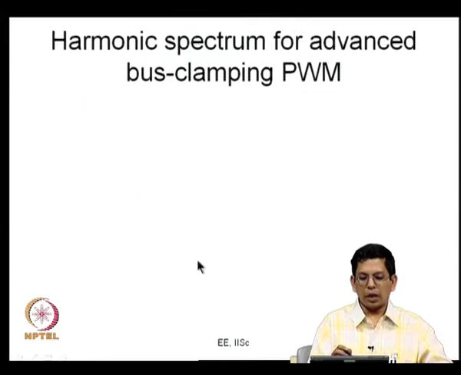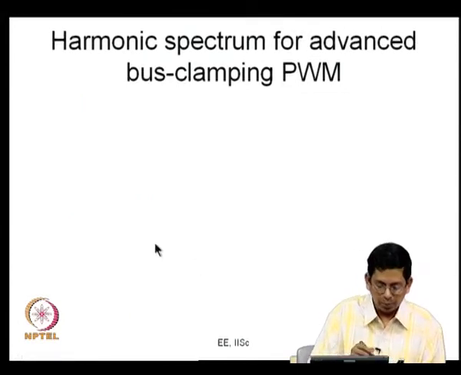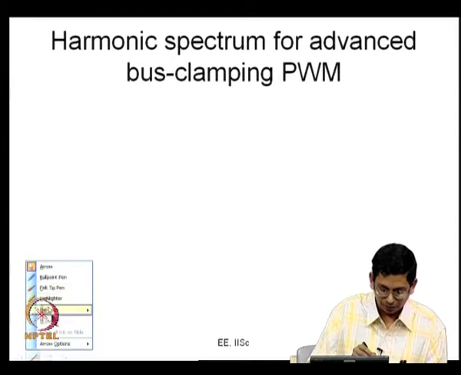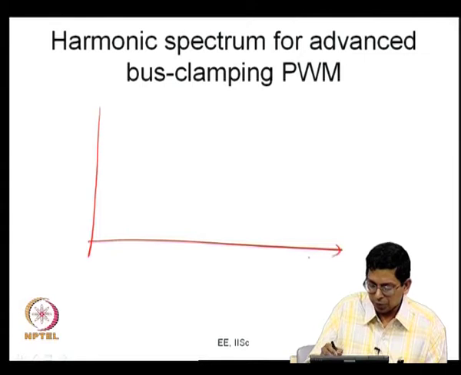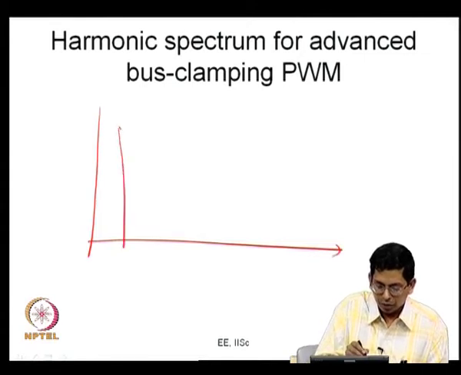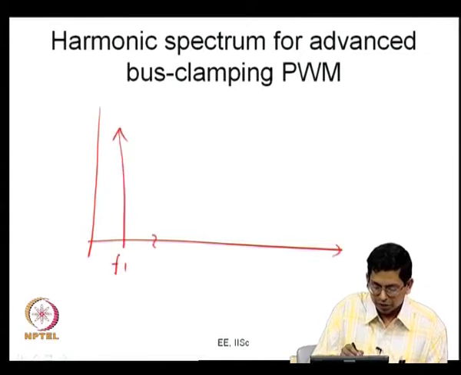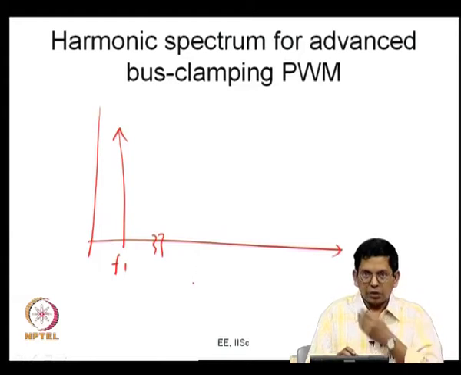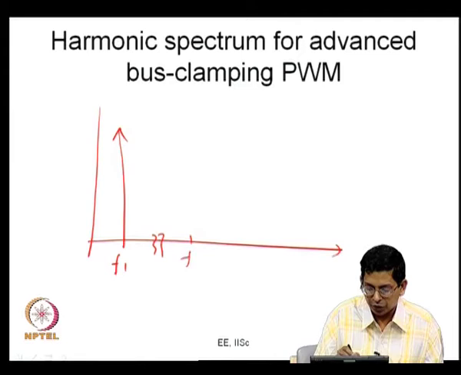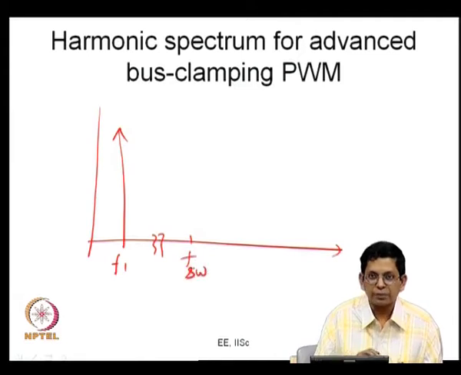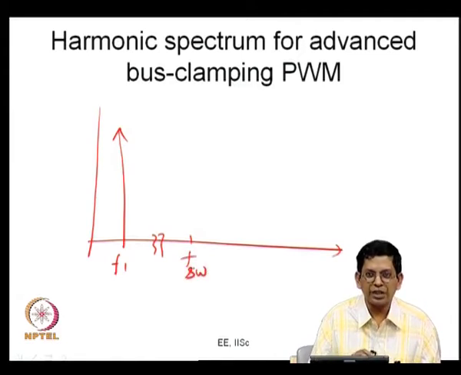In the same way, if you look at advanced bus clamping PWM, the basic structure would look similar. You have the amplitude versus frequency, you will have the fundamental component, and there is a large separation. Here we can't talk of carrier frequency; we would talk in terms of the switching frequency. This is the average switching frequency. What is average switching frequency? It is the switching frequency averaged over a line cycle.